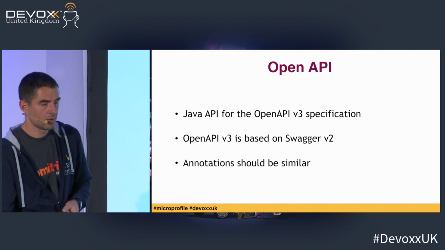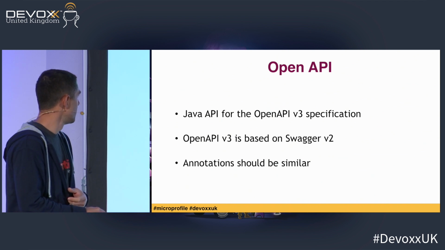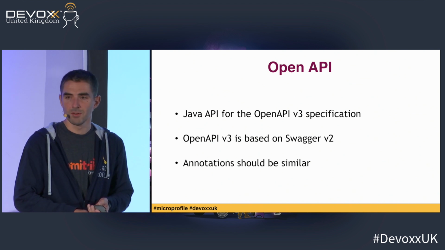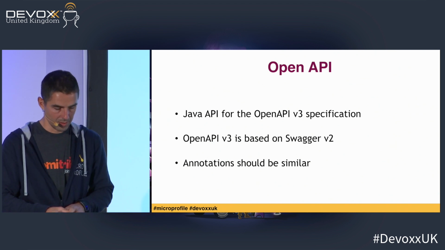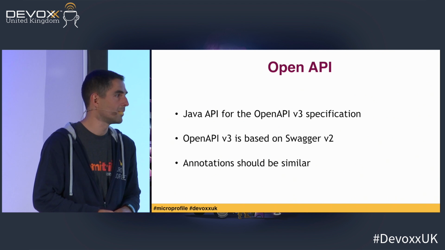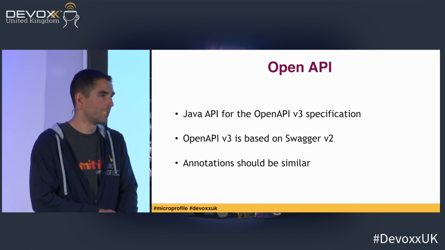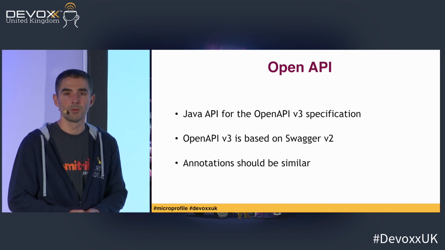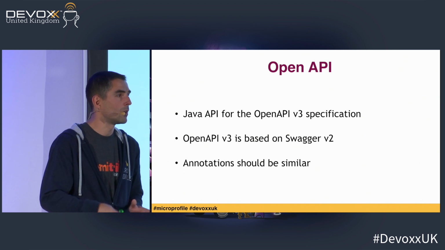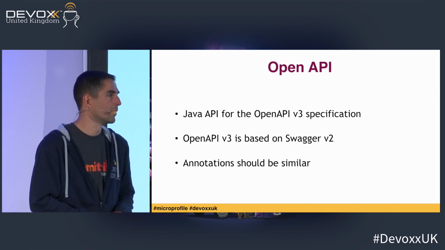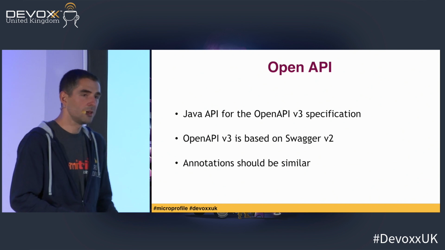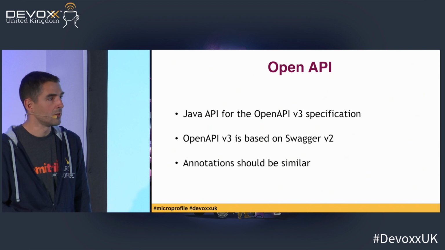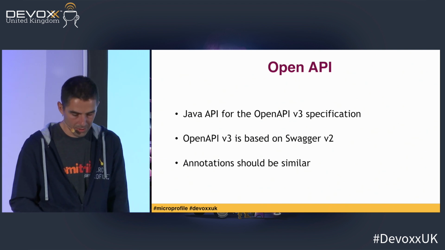Annotations should be similar, and this is a very important statement. You're going to find the same annotation names, but there is a trick in there. They are not in the same package. They are in a MicroProfile package, which is not the default OpenAPI or Swagger package, which means that you won't be able to use the regular Swagger tooling with MicroProfile. So the annotations are really the same in terms of name, but they are in a different package, which is a bit annoying if you are used to Swagger tooling, for instance.